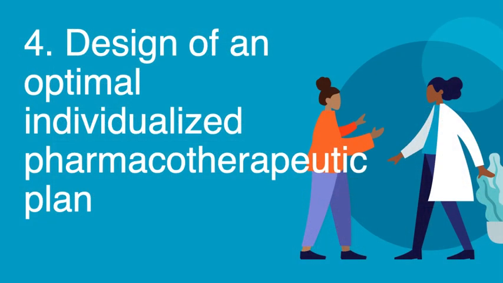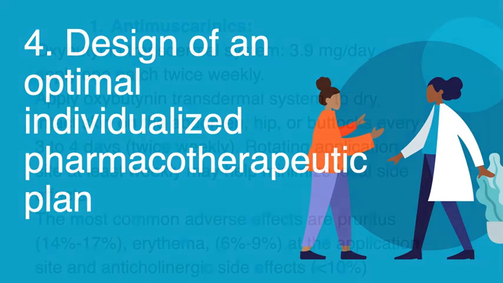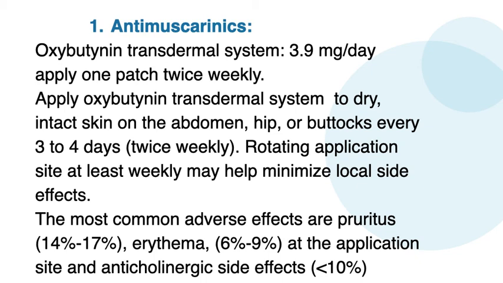For the design of an optimal individualized pharmacotherapeutic plan, we'll start with an antimuscarinic: oxybutynin transdermal system will be given to the patient at 3.9 milligrams per day. Apply one patch twice weekly. Apply oxybutynin transdermal system to dry, intact skin on the abdomen, hip, or buttocks every 3 to 4 days, twice weekly. Rotating application site at least weekly may help minimize local side effects. The most common adverse effects are pruritus, erythema at the application site, and anticholinergic side effects.